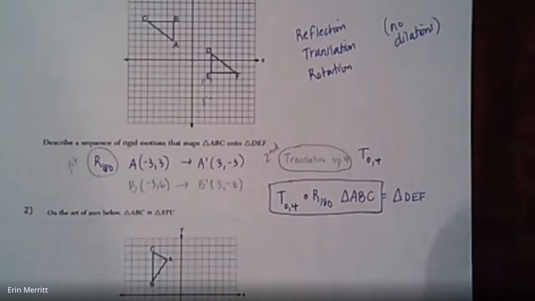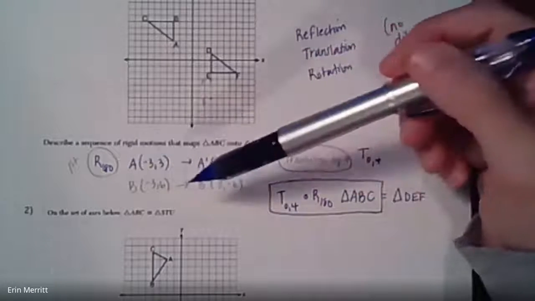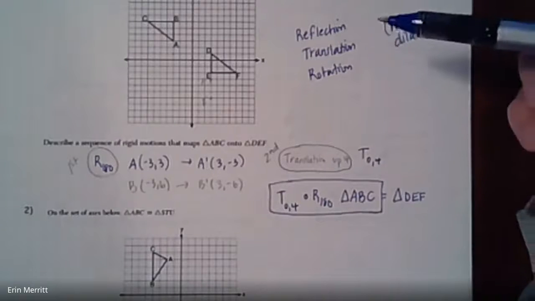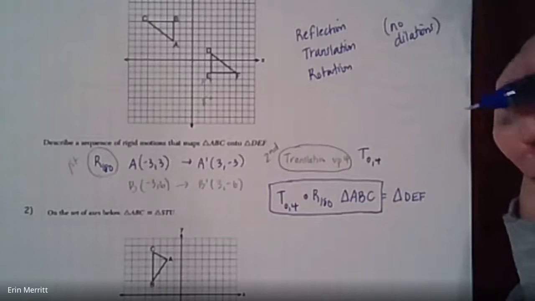What if I just said that in words? Well, then write it out. We can say we would rotate 180 degrees followed by a translation of up 4 units. All right, so we'll do a little combination of writing it using notation and then just writing it in words.